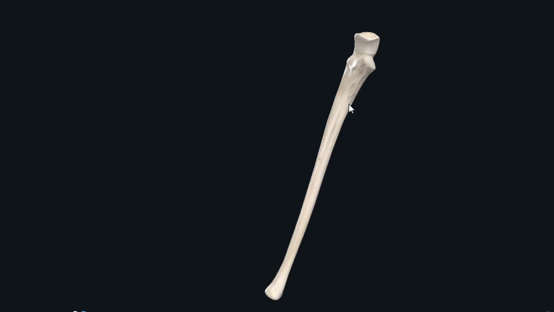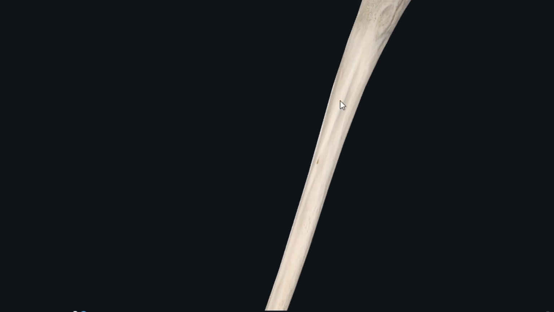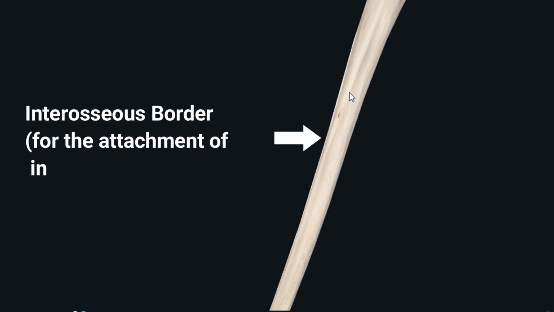Now the body or shaft of the ulna is this elongated mid portion of the ulna. The lateral border of the shaft forms this sharp crest known as the interosseous border, which is for the attachment of the interosseous membrane, as we pointed out earlier.